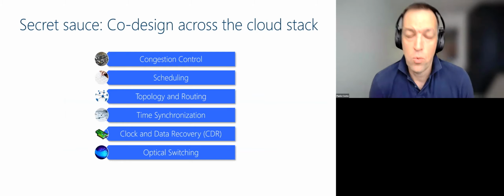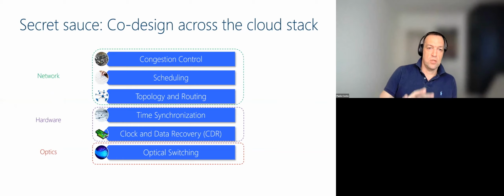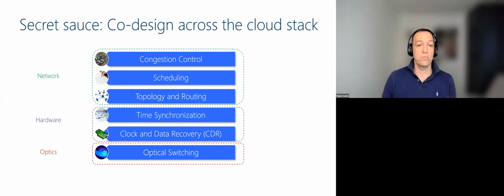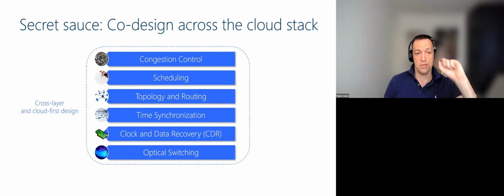Now, what you might be tempted to do is to see this as: the upper layers are more for the networking community. Then there are some challenges like time synchronization or clock and data recovery that are just for the hardware. And then the optics people should just worry about the optical switch. What I would like to challenge is this attitude, because, at least based on our experience, to really get an efficient and effective solution, you really need to break the barriers across the layers.